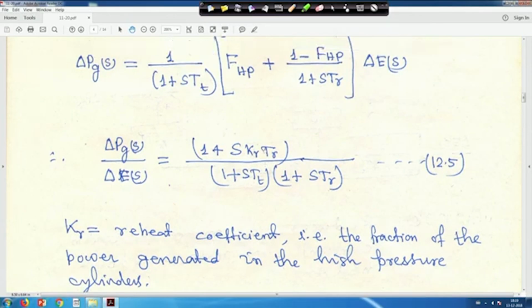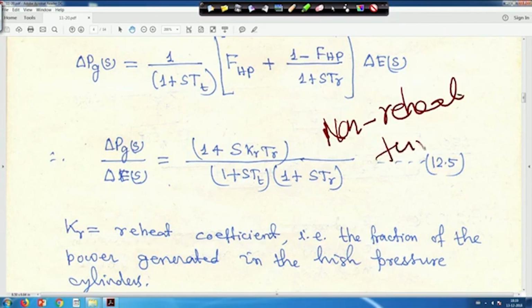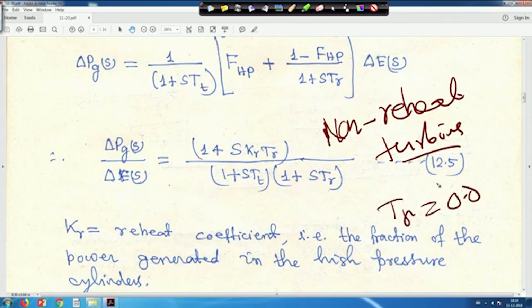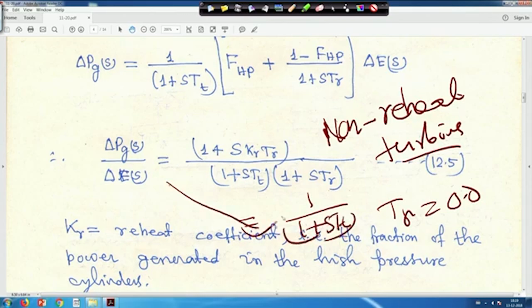And if it is a non-reheat turbine, then there will be no existence of T_R. So, T_R should be equal to 0 if it is a non-reheat turbine. That means, in that case, the transfer function should be basically simply 1 plus sT_T for the non-reheat turbine.